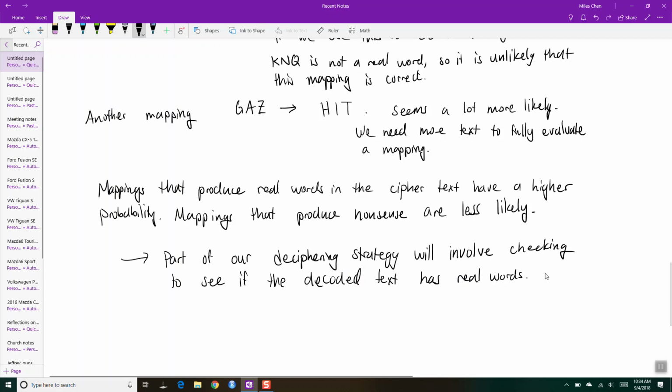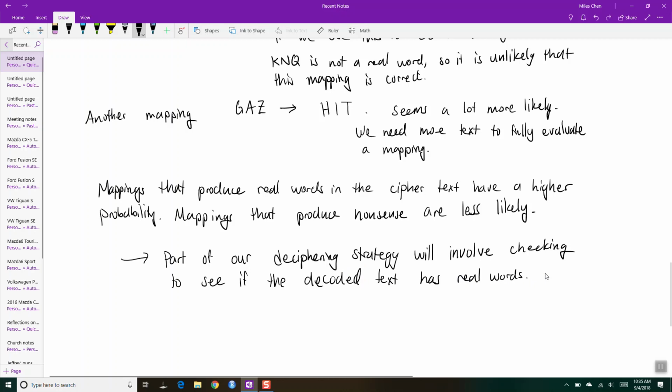Okay, so we're going to decode the text, okay, run it through the cipher. We're going to say, all right, here's a potential mapping. Let's run our intercepted message through this potential mapping and see what it produces. And if it produces some real words, that's a good sign. If it doesn't produce any real words, then it's a bad sign, right? Or it's a sign that our current mapping is not likely to be correct. Okay, so part of our deciphering strategy will involve checking to see if the decoded text has real words.